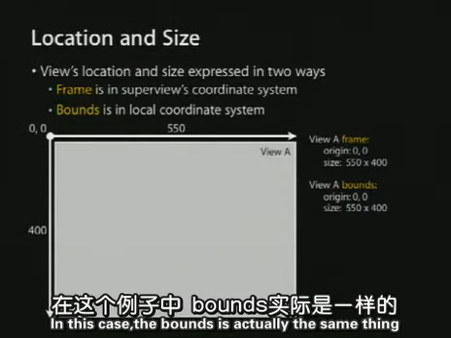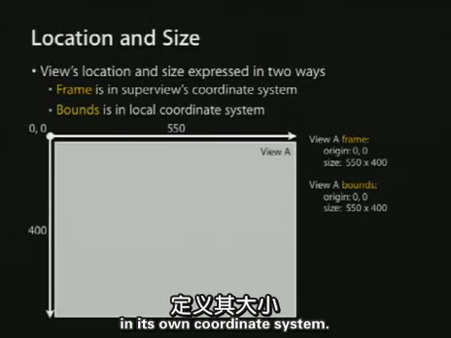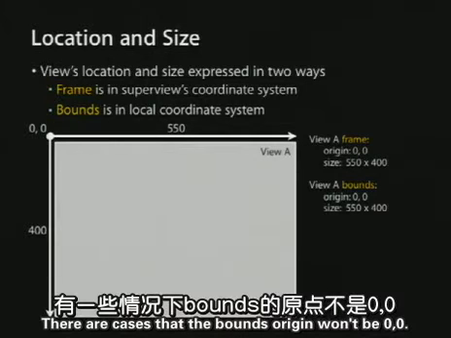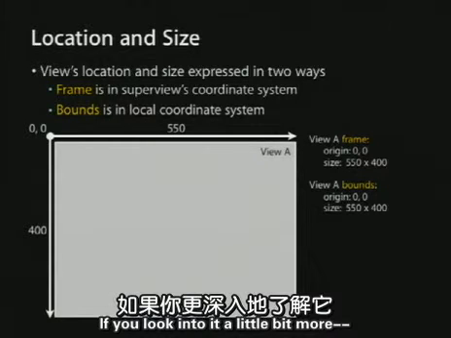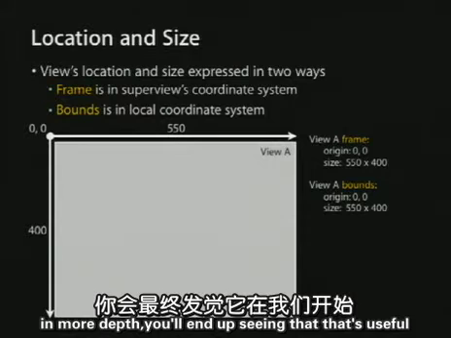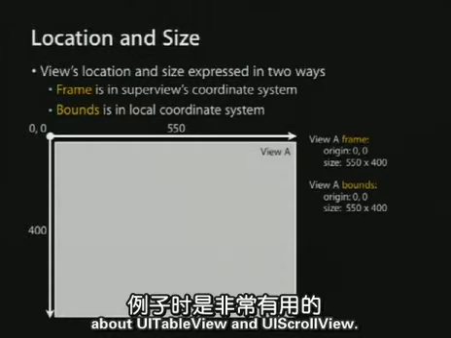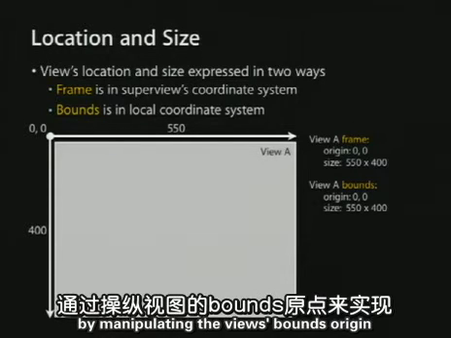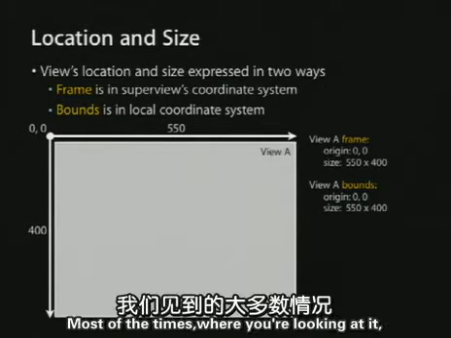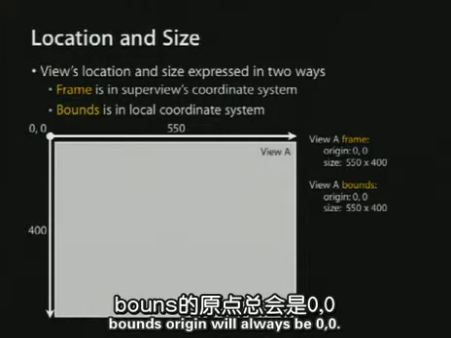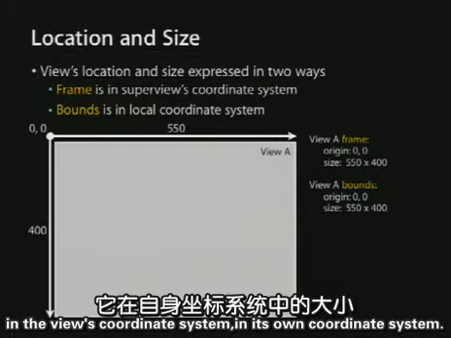In this case, the bounds is actually the same thing because the bounds defines the size of the view in its own coordinate system. There are cases where the bounds origin won't be 0, 0. We're not going to see any of those today, and we won't talk about that much. If you look into it in more depth, you'll see that it's useful in cases where we start talking about UITableView and UIScrollView. Scrolling on iPhone is actually implemented by manipulating the view's bounds origin. But for most cases, you're not going to deal with that. Most of the time, bounds origin will be 0, 0. And then the size determines the size in the view's own coordinate system.